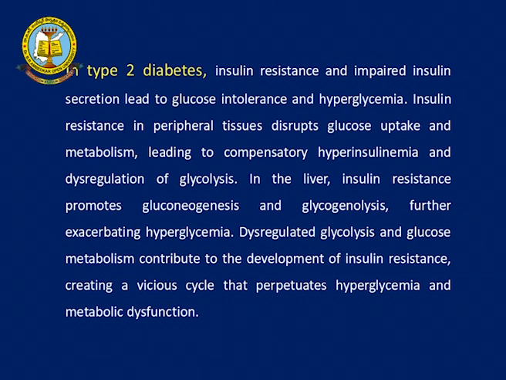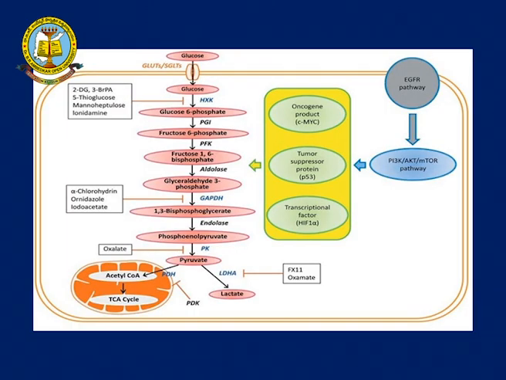In this, liver insulin resistance promotes the gluconeogenesis and glycogenolysis process, further exacerbating hyperglycemia. Dysregulation of glycolysis and glucose metabolism contributes to the development of insulin resistance. Certain variations in glycolysis, hyperglycemia and dysregulation of metabolic conditions are there; type 2 diabetes is such a condition.